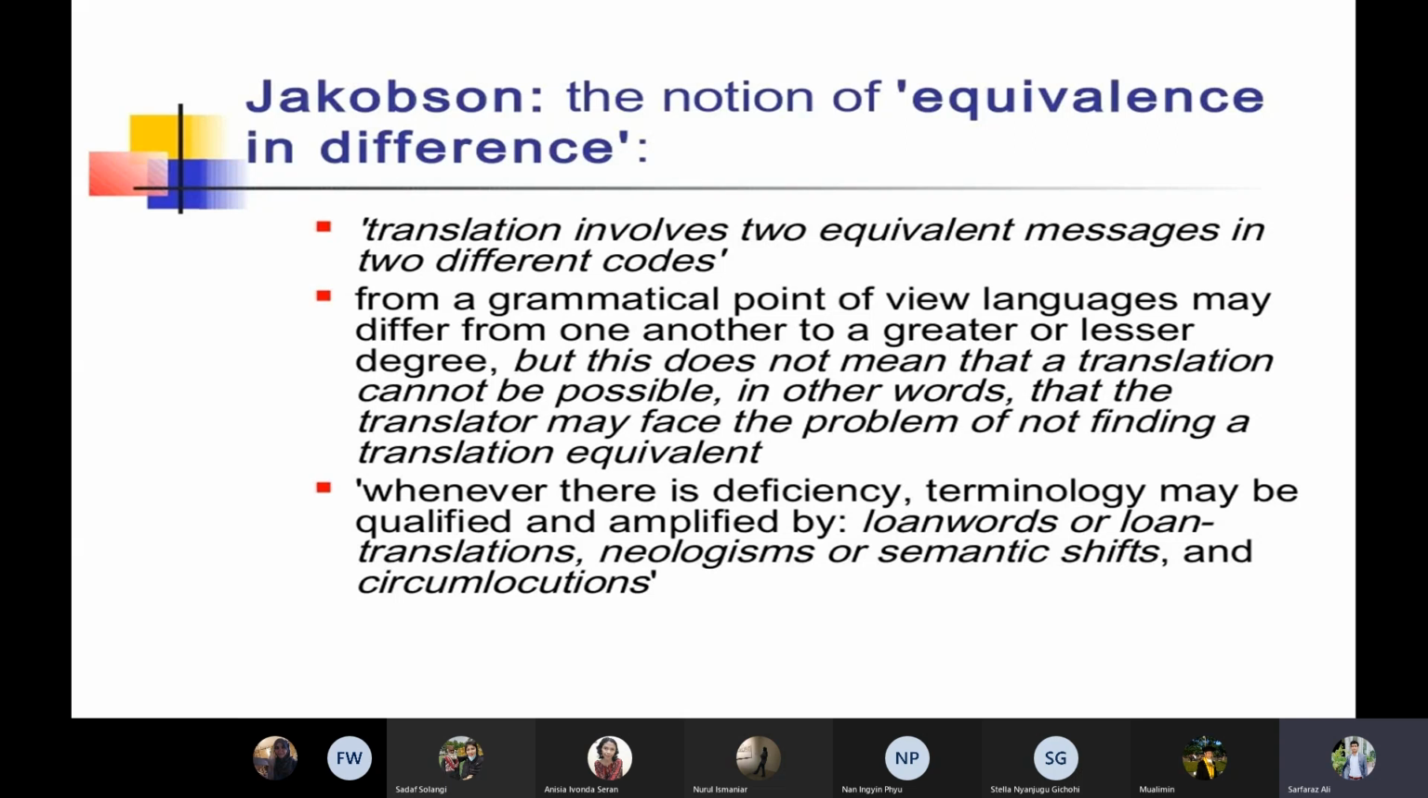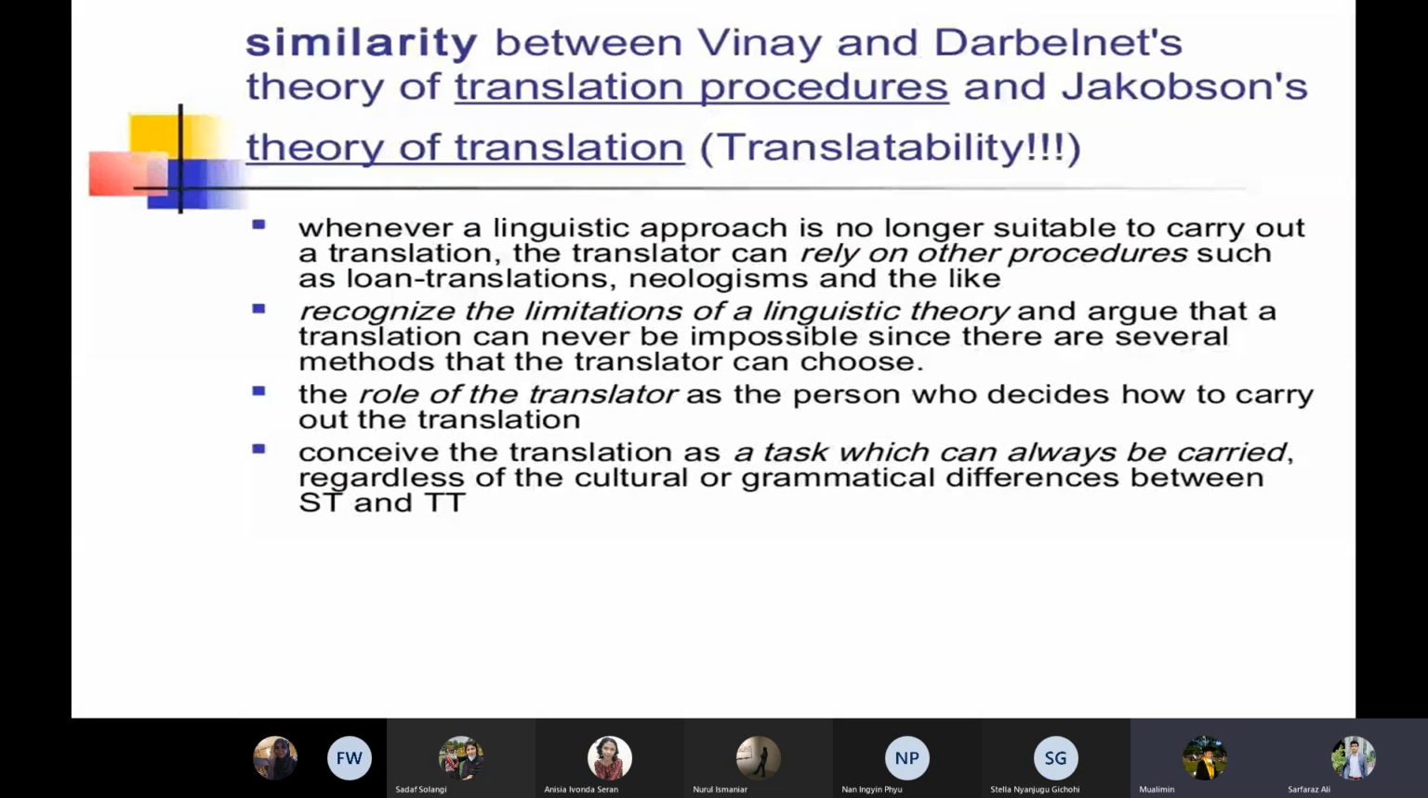So all of these points indicate that terminology can also be one of the problems, but it is better when the words are qualified and amplified, whether those are translation or not. And he also presented the similarity between the theory of translatability and the similarity between the Vinay and Darbelnet theory of translation and Jakobson.